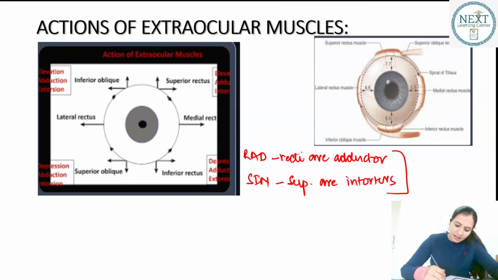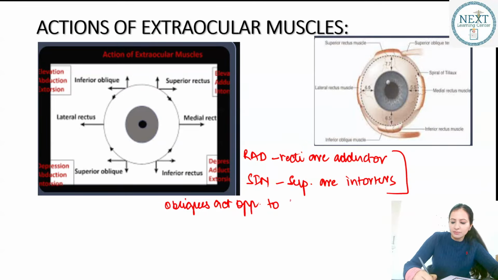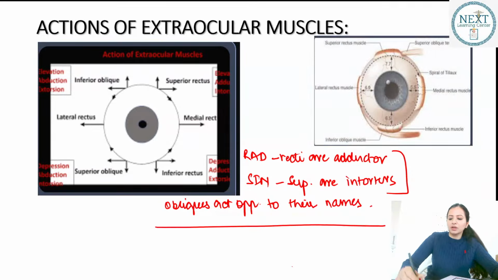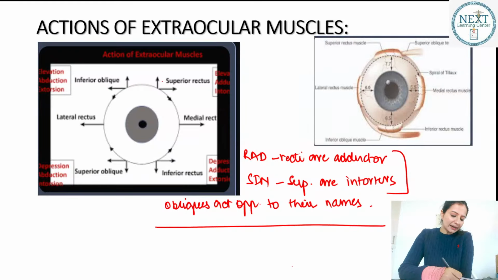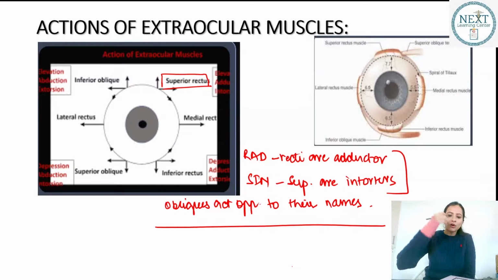Another thing is, obliques act opposite to their names. Now, very important is, what does all this mean? If you take the example of superior rectus, since it is superior, it will cause elevation, primary action.